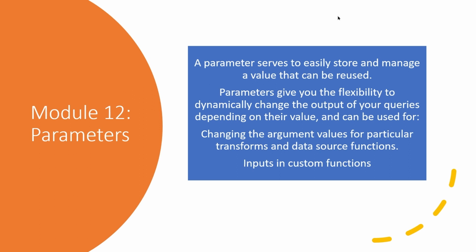A parameter is really an efficiency feature in Power BI desktop. It's actually in Power Query Editor that you set it up. It serves to easily store and manage a value that can be reused, especially when you're filtering. Parameters give you the flexibility to dynamically change the output of your queries depending on their value, and can be used for changing the argument values for particular transforms like filtering and data source functions, as well as for inputs and custom functions.